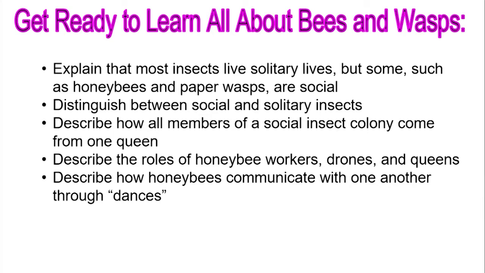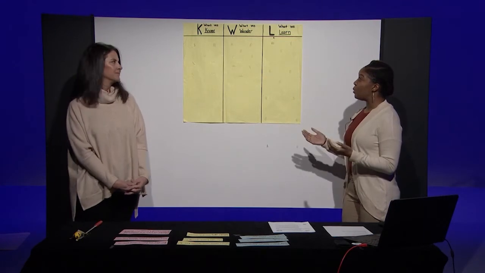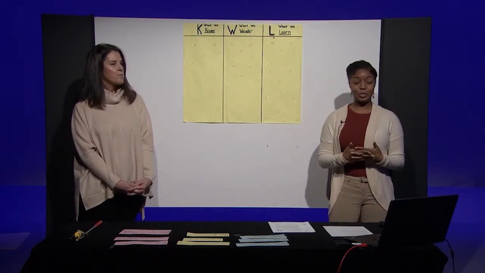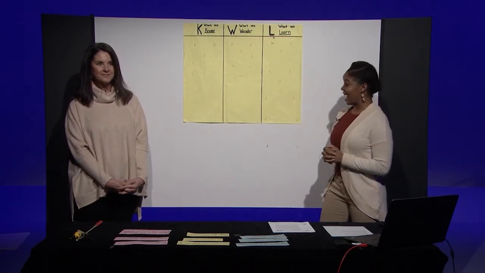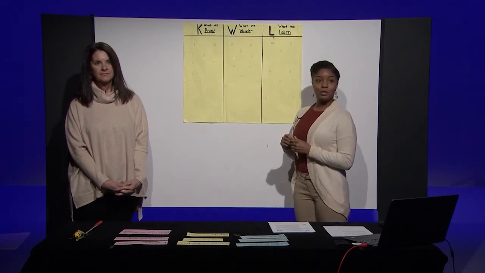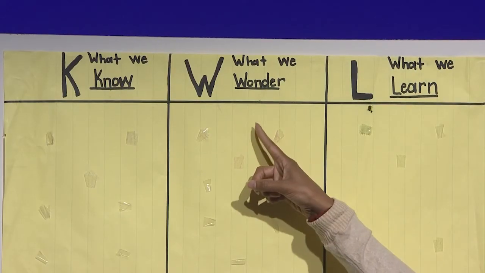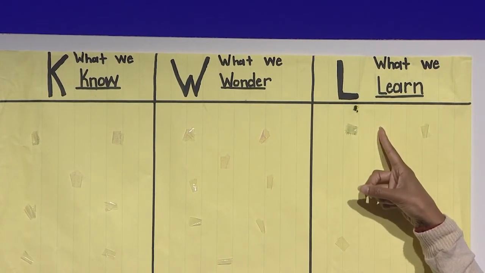So, before we get started, let's take a look at our KWL chart. Miss Allison is going to help us. Now, we're going to review, what does KWL mean? Do you remember from our previous lesson? That's right. The K stands for what we know. The W stands for what we wonder, and the L stands for what we learn. Okay, so let's get started.